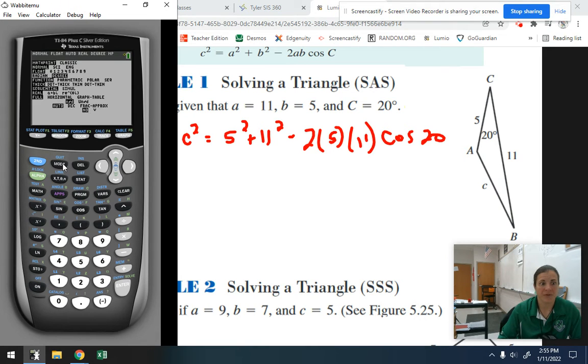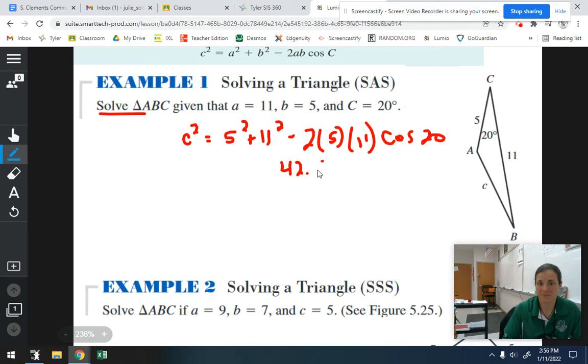Just make sure you are in the right mode, click mode, make sure degree is highlighted. If it's not, scroll down and click it. Then I can just type these all straight in there. So I've got 5 squared plus 11 squared minus 2 times 5 times 11 times the cosine of 20. So you type everything in, you get this big old decimal right here, which is fine to write down, but we're not completely done with that. So if you're going to round in any way, make sure you give me at least 3 or 4 decimals.